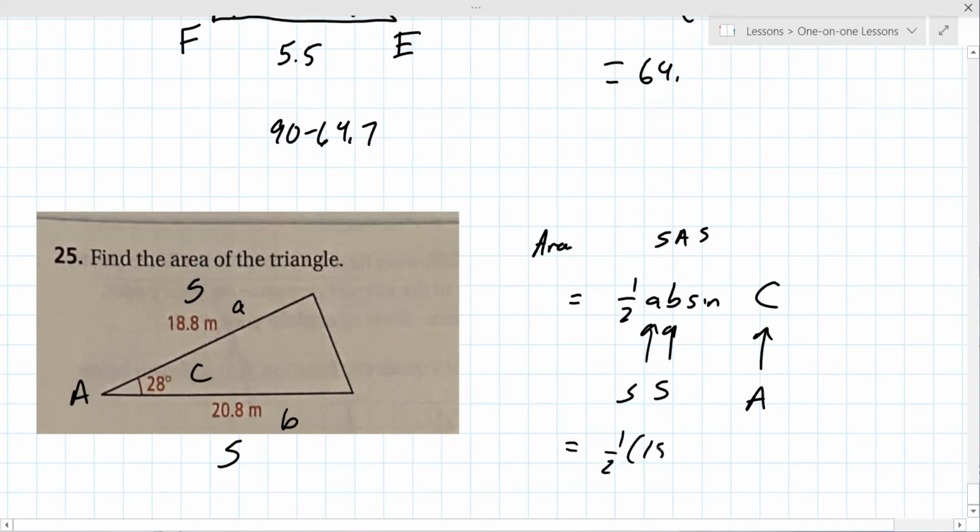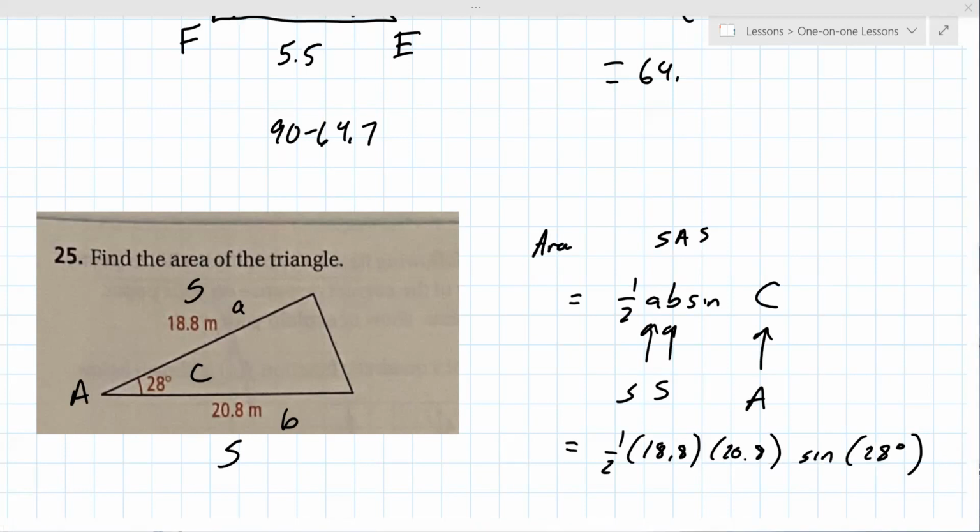1/2 times 18.8 times 20.8 times the sine of 28 degrees. Can I just put that in my calculator? Yes. Okay, so it's 91.8. And this one actually has units in it, so you could put meters squared if you want.